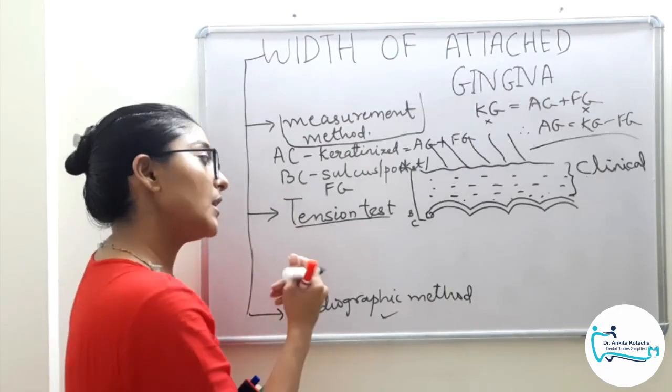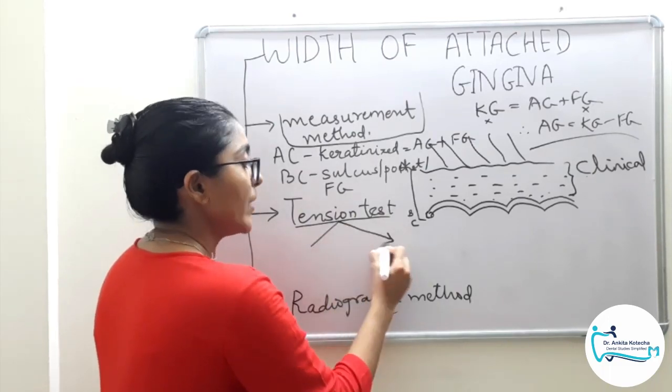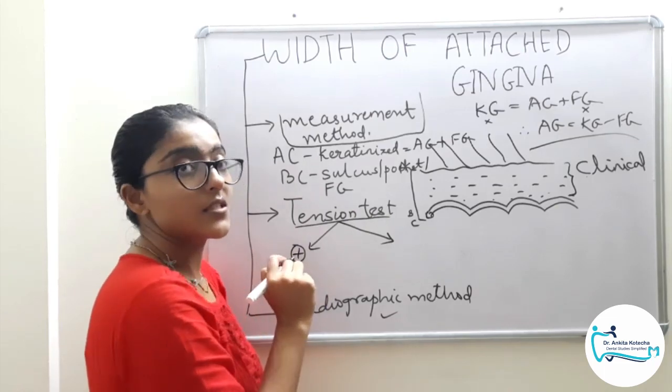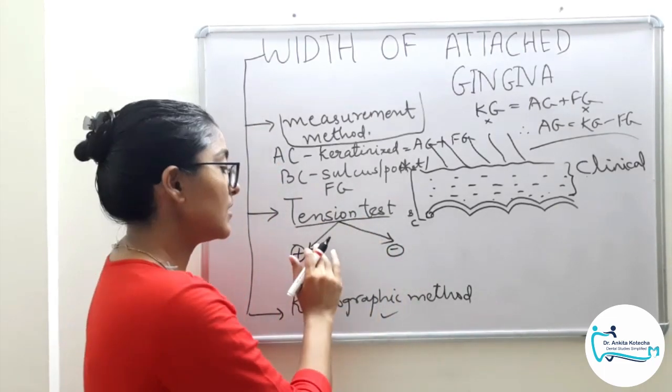Now, here we have only two answers. That is, we check for movement at marginal gingiva. If it is moving, then tension test is positive. If it is not moving, tension test is negative. Now, what is the conclusion?